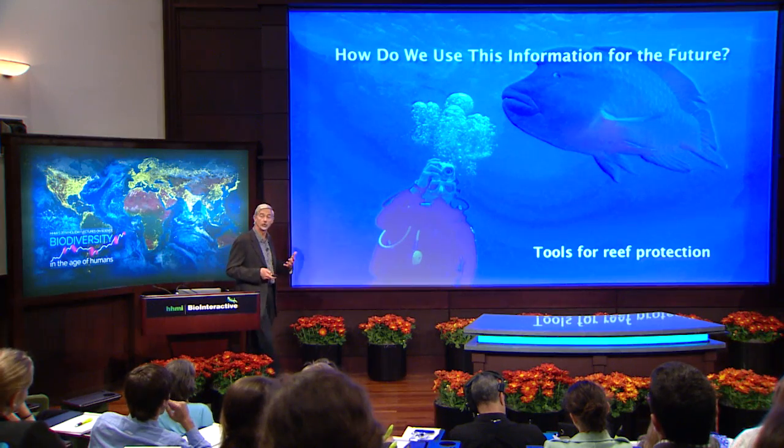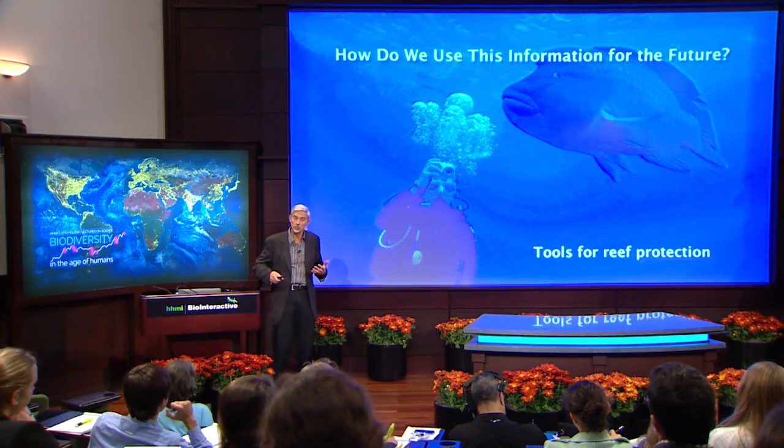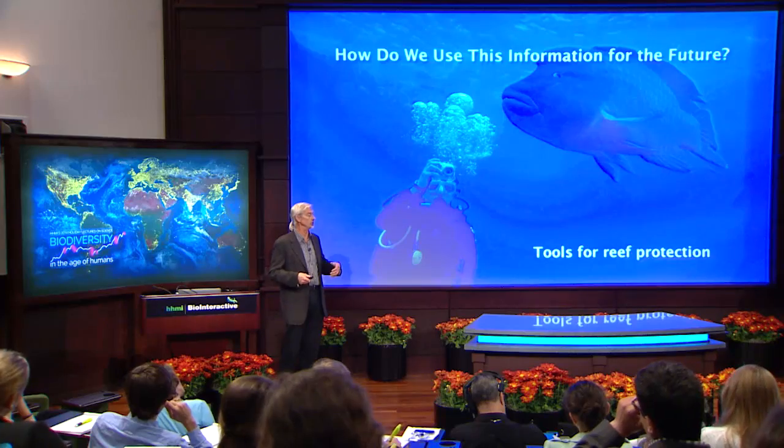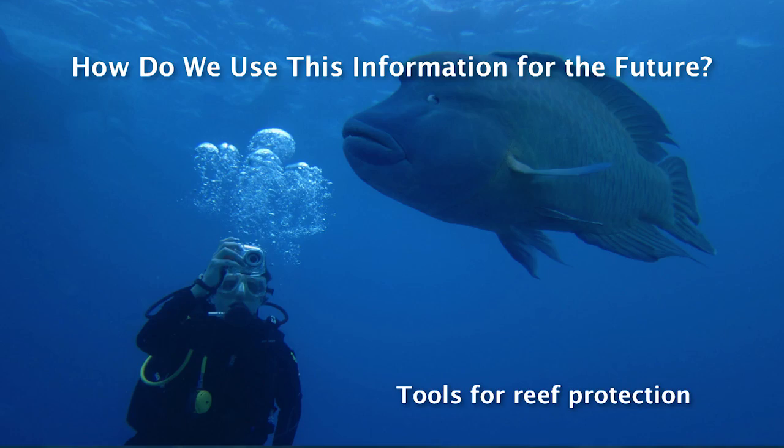I showed you this picture before because there are some things you can do in the ocean to try to help the health of the ocean and help the life of the ocean. This is an example of a marine protected area that has allowed these fish to grow large and play a different role in the community. That role is tourism here.